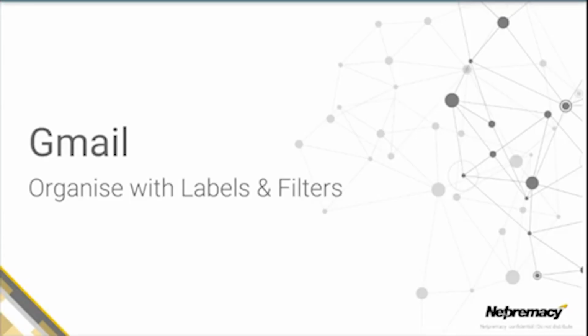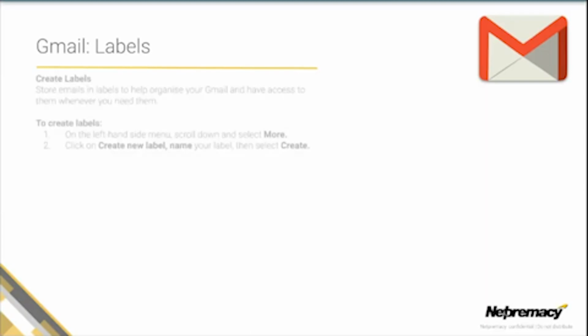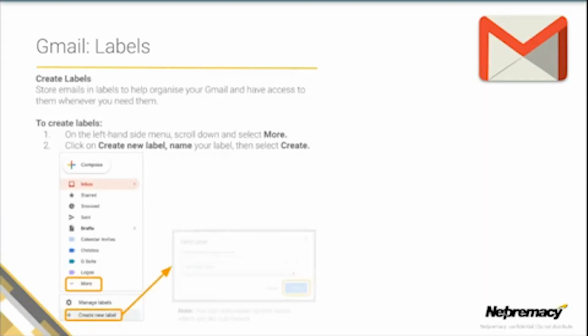So the first thing that we're going to look at today is just a couple of areas within Gmail. We're going to look at how we're organizing Gmail, starting with our labels and filters. So what we look at are labels first. Now, previously, you would have known them more than likely as folders.